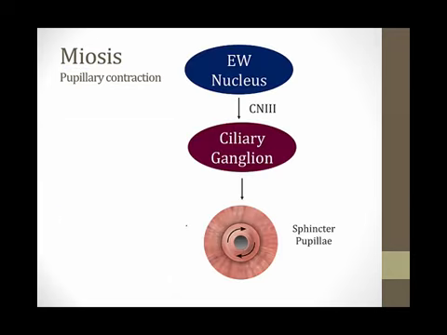And here's a picture just to make this more clear. It begins in the Edinger-Westphal nucleus. Nerve fibers travel together with cranial nerve 3 fibers to the ciliary ganglion. From there, nerves activate the sphincter pupillae, and that's what leads to miosis.